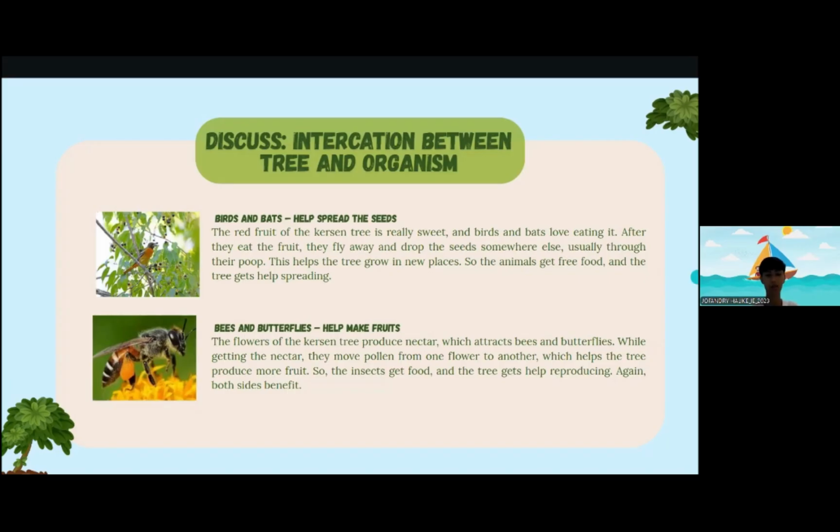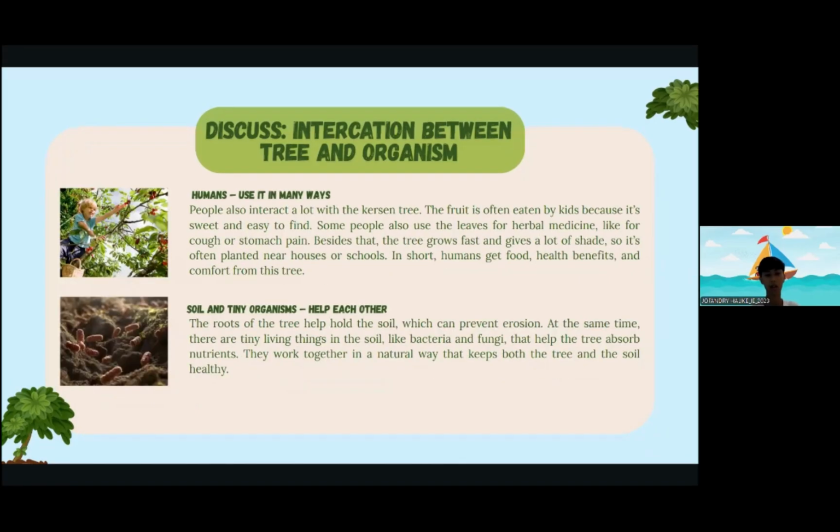Next, the humans. The humans use it in many ways. People also interact with the crescent tree. The fruit is often eaten by kids because it's sweet and easy to find. Some people also use the leaves for herbal medicine, like for cough and stomach pain. Besides that, the tree grows fast and gives a lot of shade, so it's often planted near houses or schools or university. In short, humans get support, health benefits, and comfort from this tree.